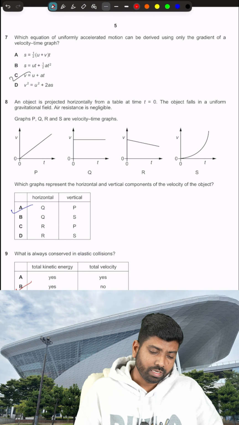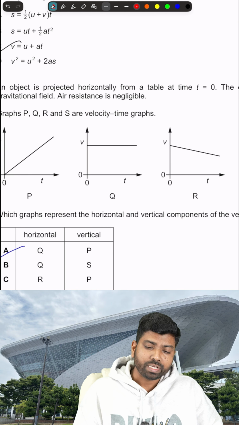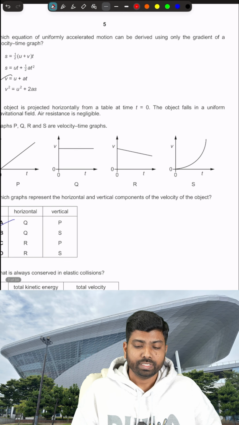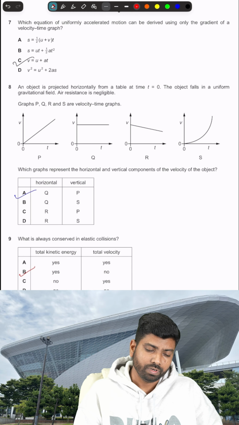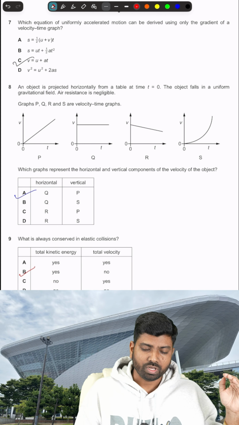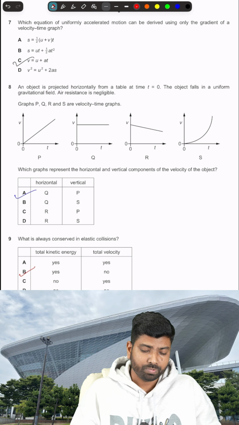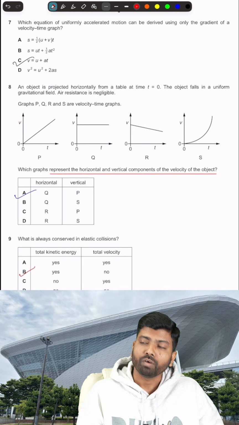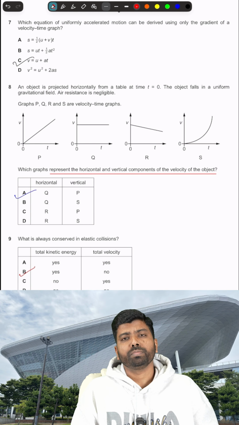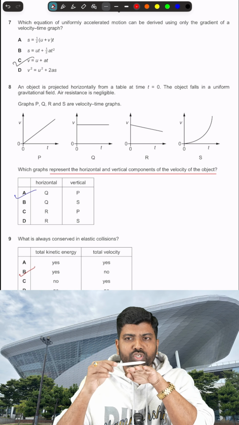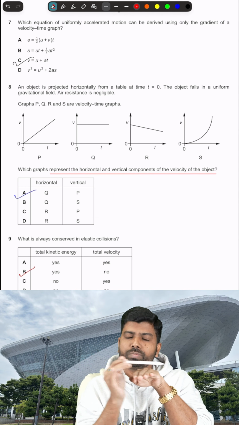Question number 8 says that an object is projected horizontally from a table at time t = 0, and the object falls in a uniform gravitational field. Air resistance is negligible. The graphs P, Q, R, S are velocity-time graphs. We have to identify which graphs represent the horizontal and vertical components of the velocity of the object. If you remember when I taught you projectile motion, consider this is a table.